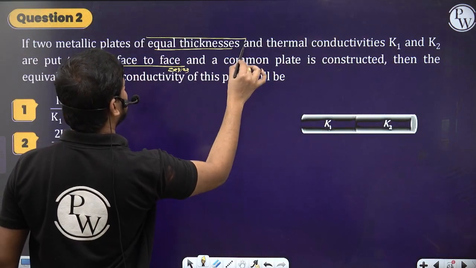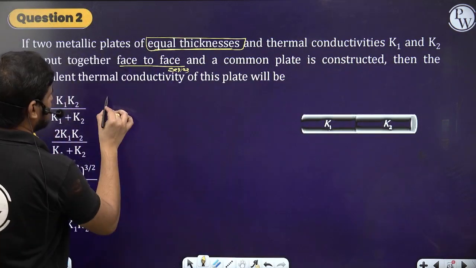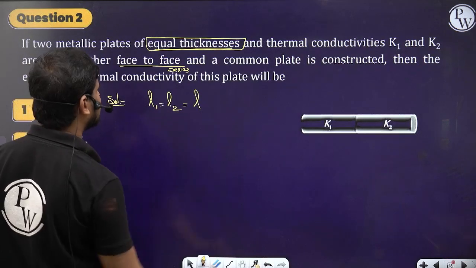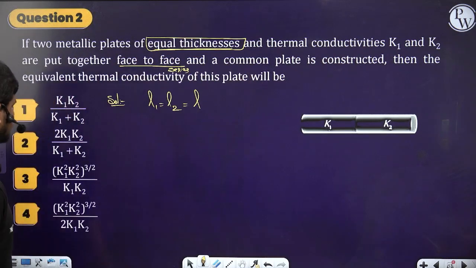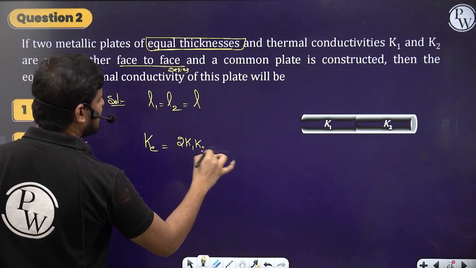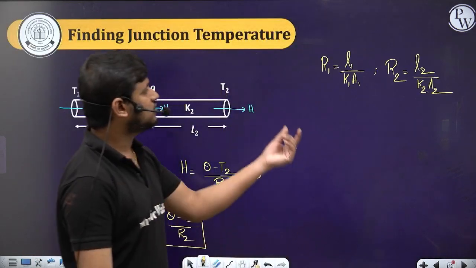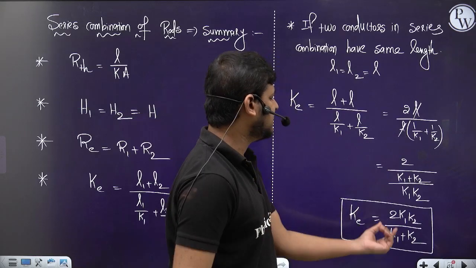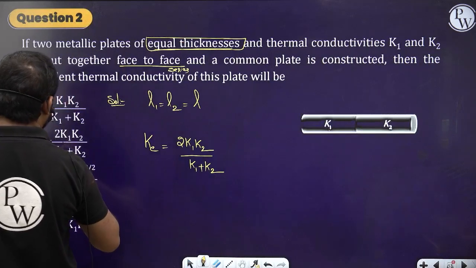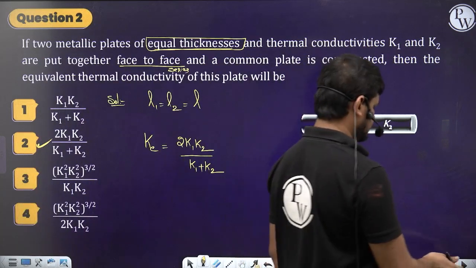Equal thickness, what does it mean here? Their lengths are the same in this case. So L1 is equal to L2 is equal to L. Then the equivalent thermal conductivity is 2 K1 K2 by K1 plus K2, the standard result I just explained. So where is that? Option 2 is the correct one, guys. Done? Direct question. So let's move further.